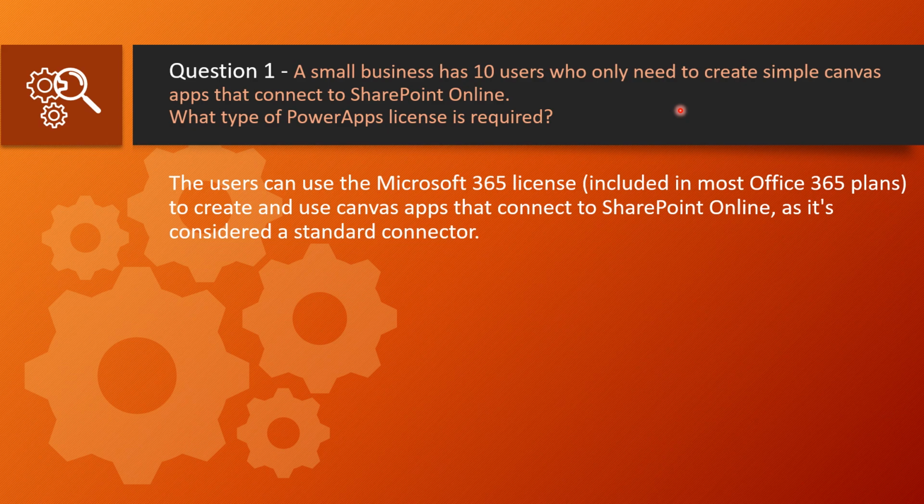Here the user can utilize the Microsoft 365 license, which is included in most of the Office 365 plans. By using this plan, users can create the Canvas app and connect to SharePoint Online, and SharePoint Online works as a standard connector. So this license plan will be okay for this case.